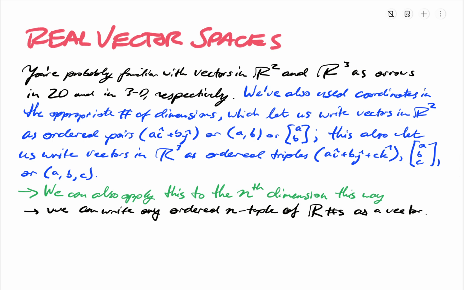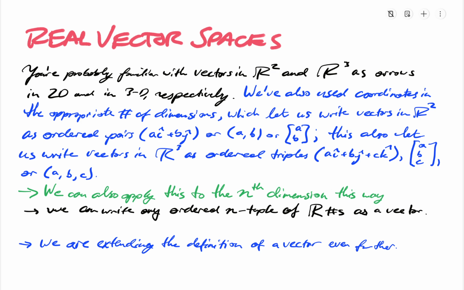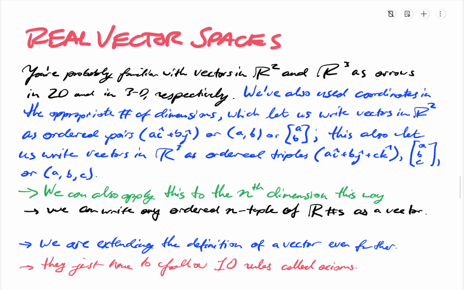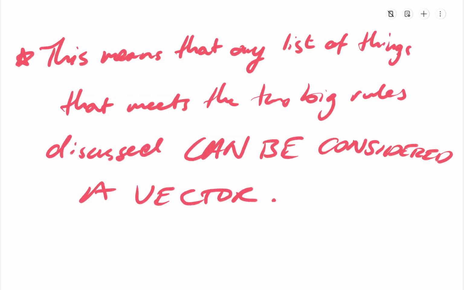So this means we can write any ordered n-tuple, like an ordered double, ordered triple, ordered quadruple. N-tuple is just a generic version of that word. So we can write any ordered n-tuple of real numbers as a vector. That might be new. Basically we're extending the definition of a vector even further. But they do have to follow the 10 rules called axioms, and we just have to check the 2 of them that we mentioned. So the big idea is that any list of things that meets the 2 big rules we discussed earlier can be considered a vector.